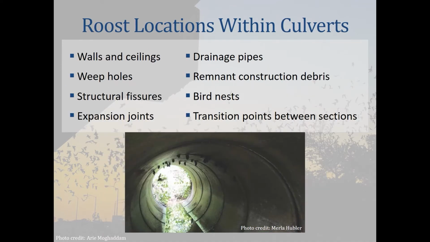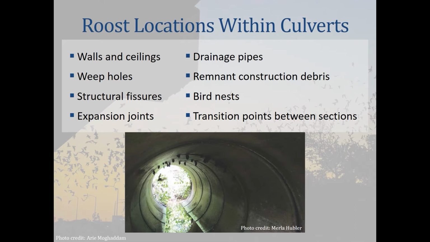In addition to bridge structures, bats have been documented roosting in culverts. Use of culverts as bat roosts is thought to be less common in northern states, but bat occupancy rates were documented as high as 53 to 100% at sampled suitable culverts in some southern states.